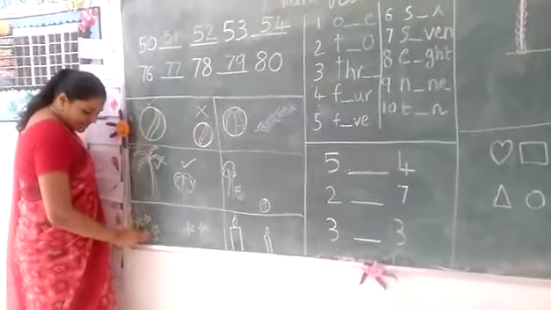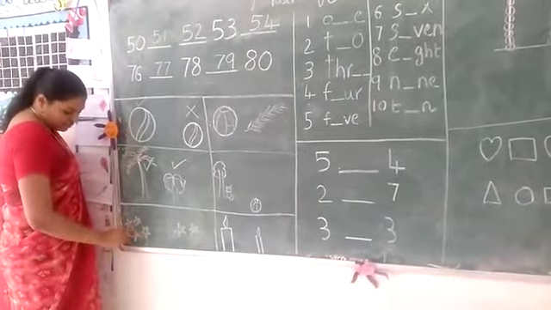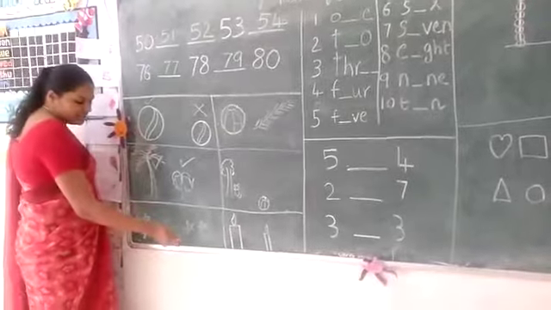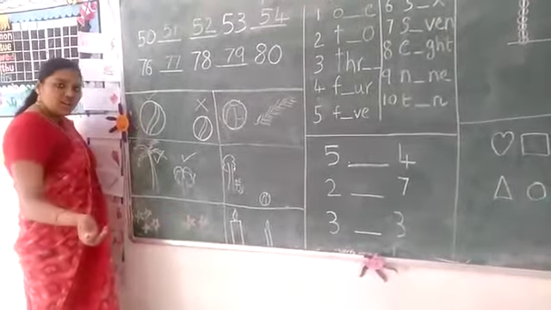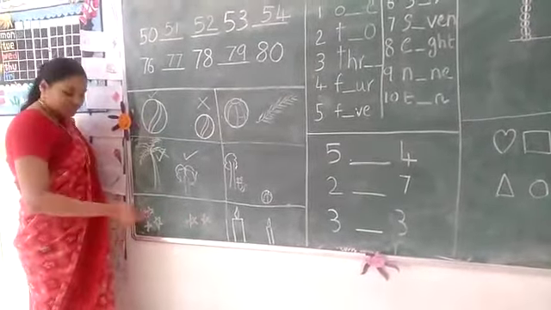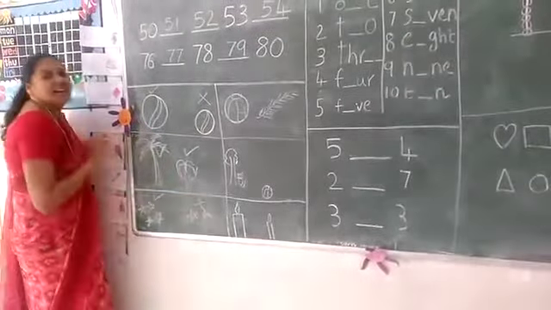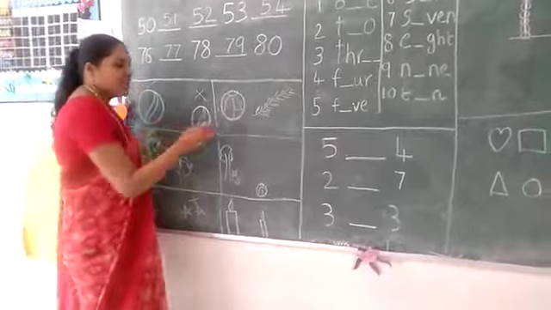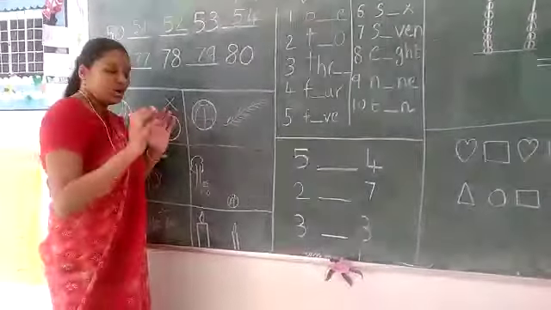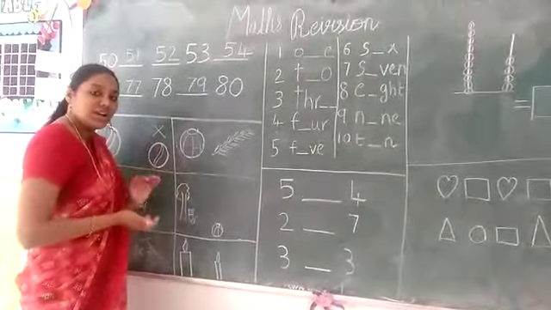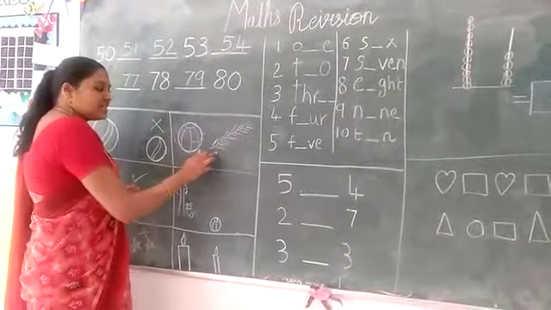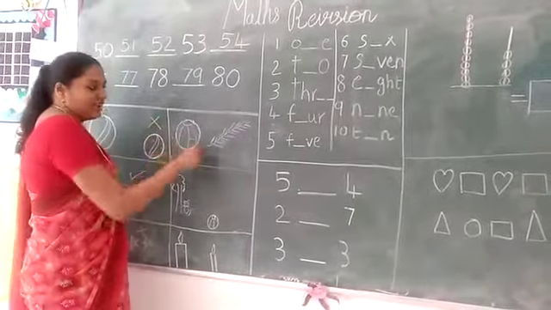See how many stars are here? Count: 1, 2, 3, 4 stars are here. Here, 2 stars. More or less. Which one is more? This one is more. This one is less. This is a big ball, which is very heavy. This is a very light feather.